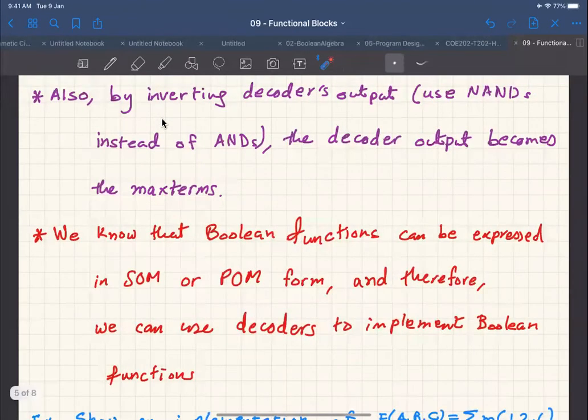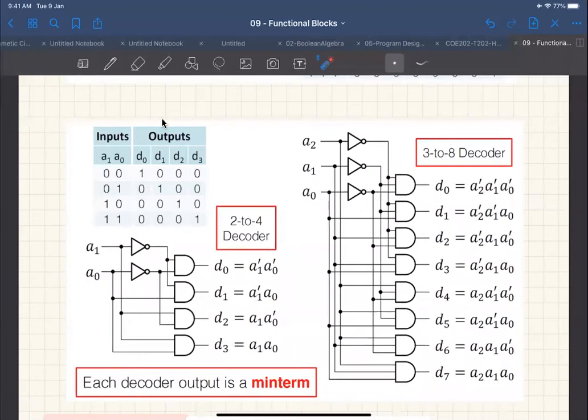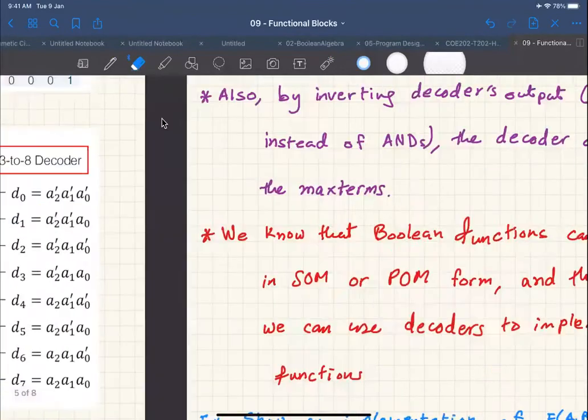But before that, note that instead of AND gates, we can use NAND gates. Sometimes this variation of a decoder is called the NAND decoder. The purpose is to output the Maxterms instead of Minterms, because if you have studied well for the midterm, you should know that Mi is equal to the complement of Maxterm. So if you complement the output of these AND gates, put bubbles here and use NAND instead, you'll get the Maxterms instead of the Minterms. So this is a variation of the decoder that you can get.